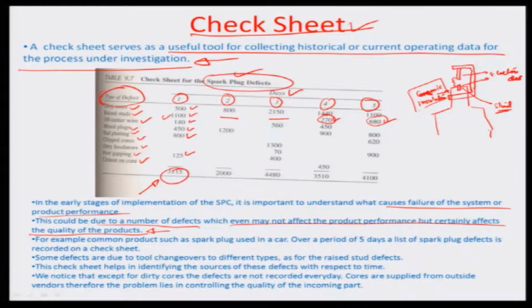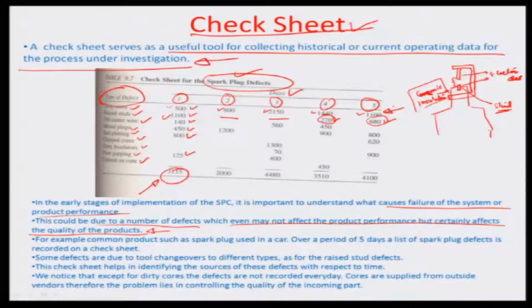You can also look at the fact that dirty cores in fact are recorded as a defect every day, and this is probably more of a control issue from the supplier end, because the cores are supplied obviously by another vendor, and the assembly of the spark plug is from the bought cores from that particular vendor along with the different other components. So therefore this is related to mostly a supply issue, and you can control the quality of supply by either a vendor changeover or doing a process audit at the vendor end, so that the dirty cores can actually be reduced.